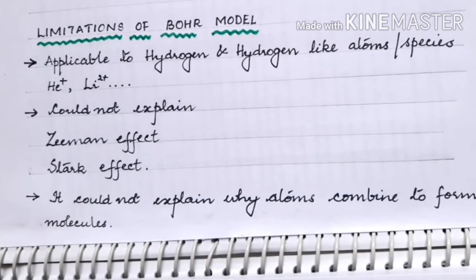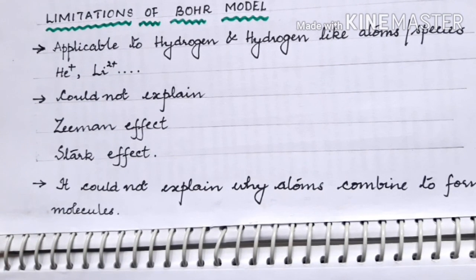What do you understand by Zeeman effect? It is splitting of the spectral lines in the presence of an applied magnetic field. Why splitting occurs cannot be explained by Bohr model. Same is the case with Stark effect. What is Stark effect? Stark effect is splitting of spectral lines in the presence of an applied electric field. Here too, Bohr was not able to explain it successfully.